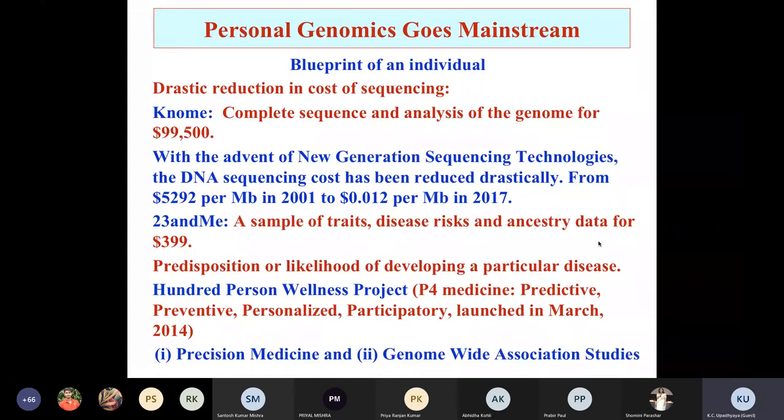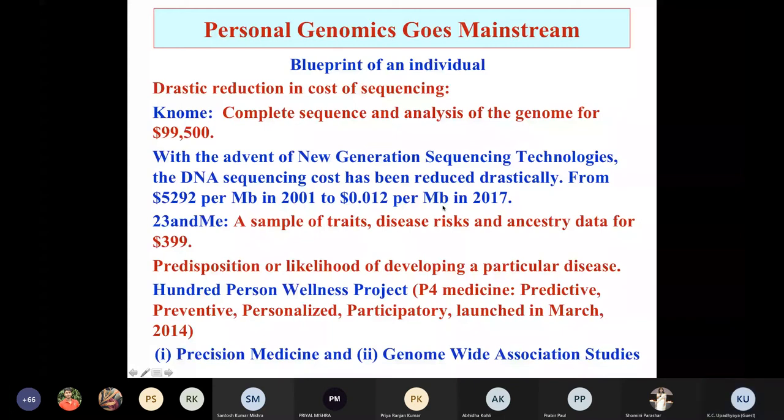And a lot of companies have come up to sequence DNA. With the advent of new generation sequencing technology, cost has been reduced drastically, from $5,292 per million bases in 2001 to $0.12 per million base pairs in 2007. And of course, there's a company called 23andMe. Another is also a company.